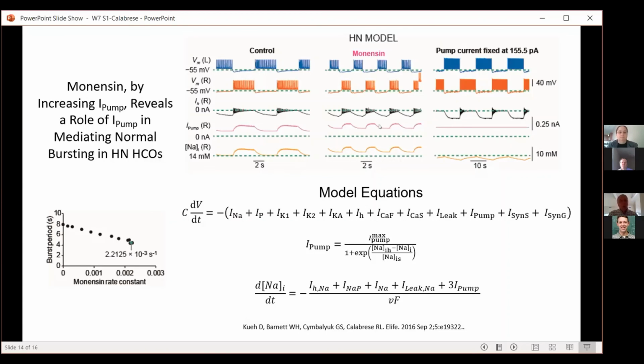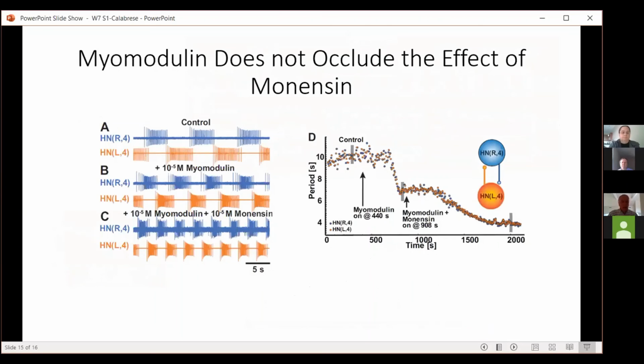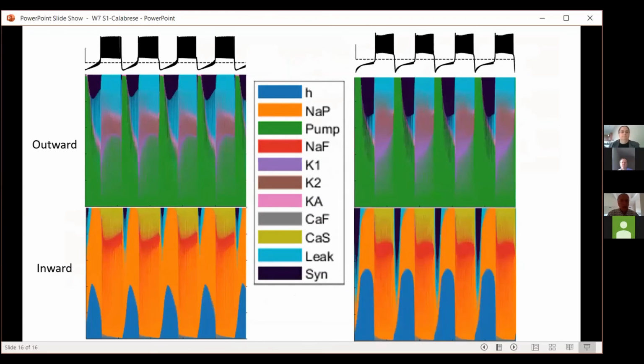But if you were to just simply add this amount of current, this shift in current, then you don't get a change in period. In other words, the pump has to be dynamically active for this change in period to occur. So again, I think this is more indication that the pump is very important in determining the burst characteristics of this system. And that's really all I had to say.